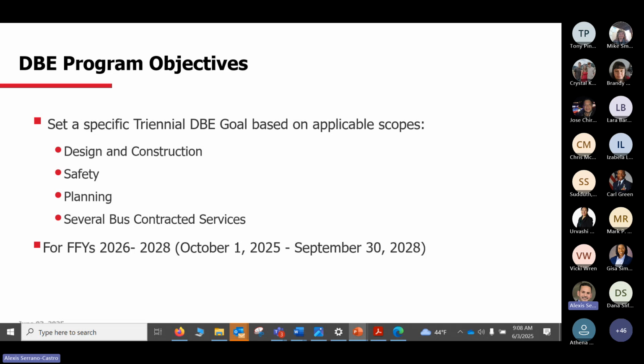The objective, this particular triennial, is to look for DBEs related to design and construction, safety, planning, and several bus contractor services contracts, on contracts that are going or anticipated to be awarded and executed between October 1st, 2025 and September 30, 2028. So our plan starts to be executed on October 1st, 2025. Federal fiscal years, for those that are not aware, usually start on October 1st of the year before. So fiscal year 26 actually starts on October 1st, 2025 and finishes on September 30, 2026. Same thing with the other years.